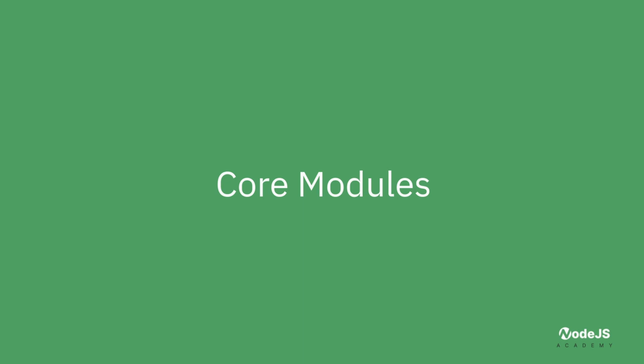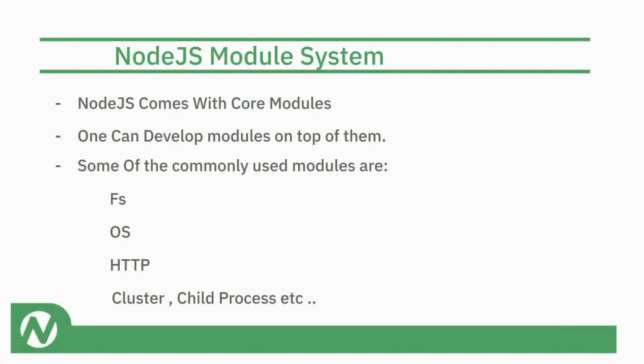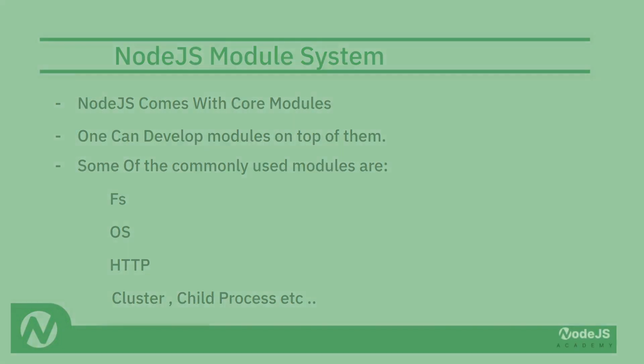Node.js comes with core modules like the OS module to work with operating systems, the FS module to work with the file system, and the HTTP module to write web servers. You can see the list of core modules and their documentation from nodejs.org.